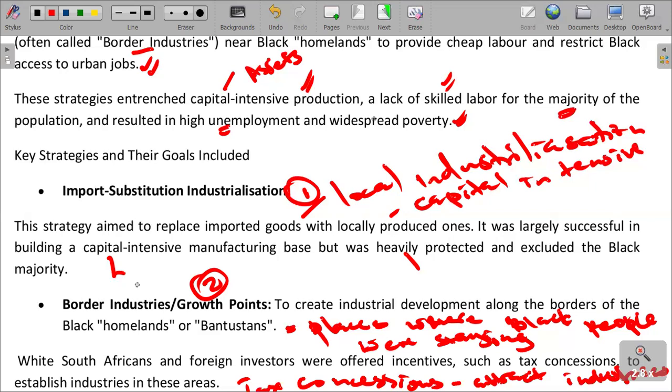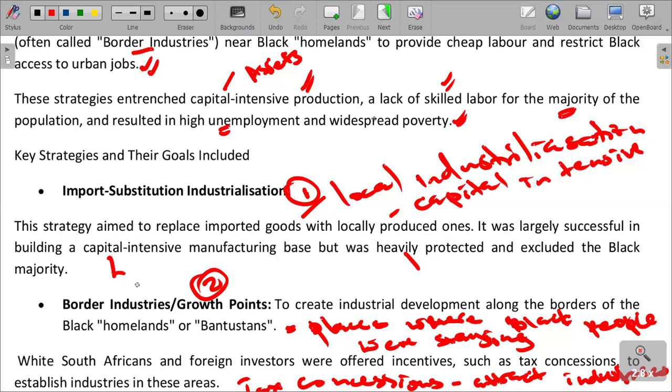However, it was largely successful in building a capital intensive manufacturing base, but it was heavily protected, was not easy to get into, and excluded the black majority. The import substitution policy did have an impact in initiating local industrial development. However, it was not inclusive because of the stringent or difficult entry requirements, such as the capital needed for the establishment of the industries.